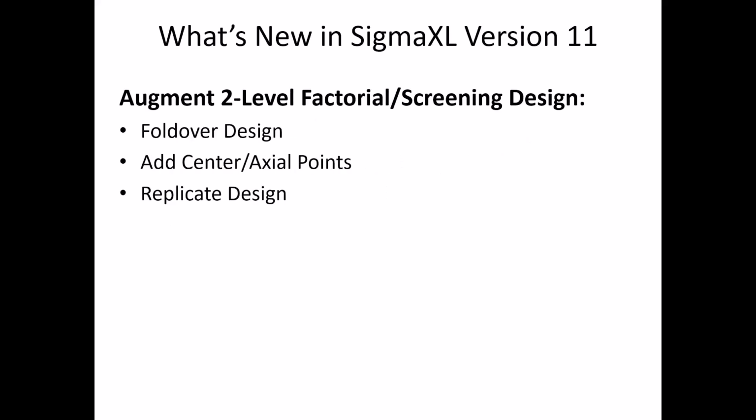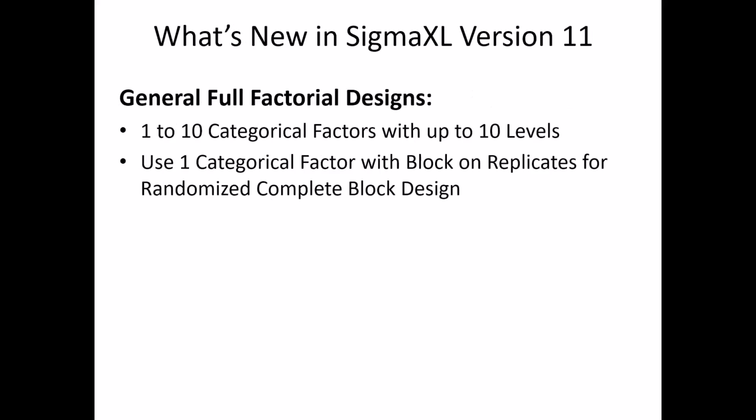We have augmenting of two-level factorial screening designs. That includes the fold over, which I will demonstrate today. Add center axial points, which will also be demonstrated, or you can replicate a design if you want to improve the power of the design. We also have added general full factorial design, which allows up to 10 categorical factors with up to 10 levels. And for example, one of the things that we will demonstrate in the next webinar is using one categorical factor with block-on replicates for a randomized complete block design.